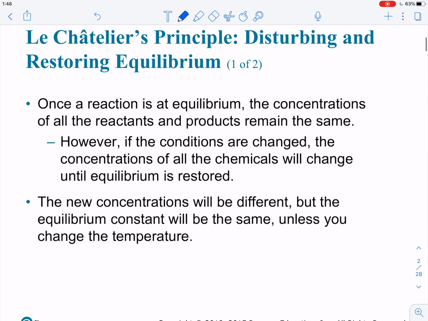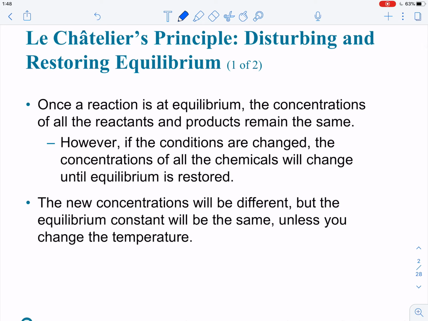So remember, moving to the left or moving to the right implies that the concentrations will change in such a way that you are either favoring the products or favoring the reactants. Okay, and here remember, we are doing something to the equilibrium, and the equilibrium will move. You're going to reach equilibrium again, but the position of that equilibrium is going to be different.